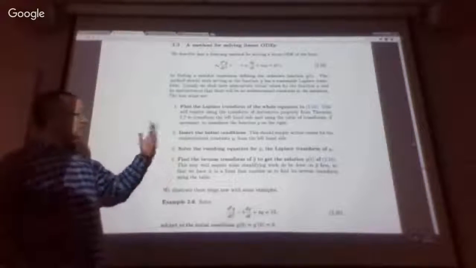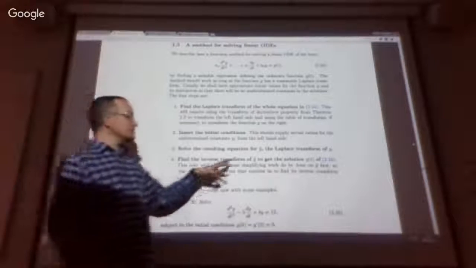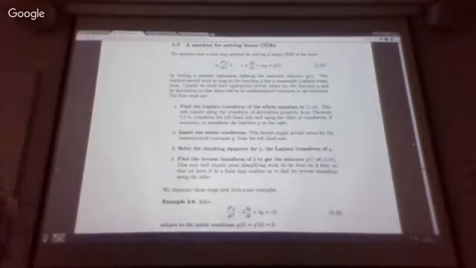And then step 3 is you algebraically solve the transformed equation, and you'll get an expression for y bar, the transform of the unknown function. You'll get an expression for that as a function of s, some kind of rational function of s, quotients of polynomials in s, which you then have to take the inverse transform of.